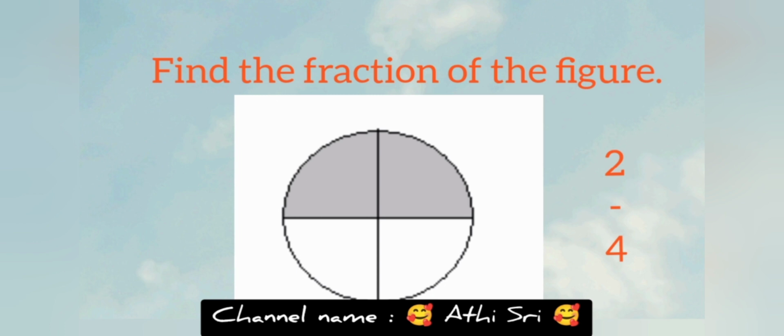If the question is given as find the unshaded part of the given figure, then we want to count the unshaded parts and we want to write in the numerator. But they are simply given find the fraction of the figure. So we want to find the shaded parts.